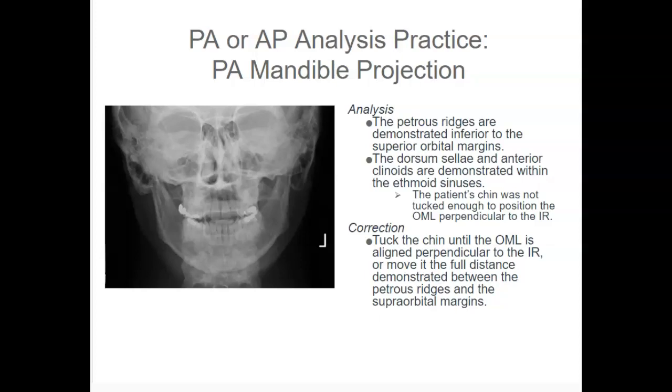Your petrous ridges are demonstrated inferior to the supraorbital margins. And so this should allow you to know that we had some insufficient chin tucking. You're just going to readjust the patient, tuck the chin so that the OML is perpendicular to the IR in order to achieve the adequate projection.